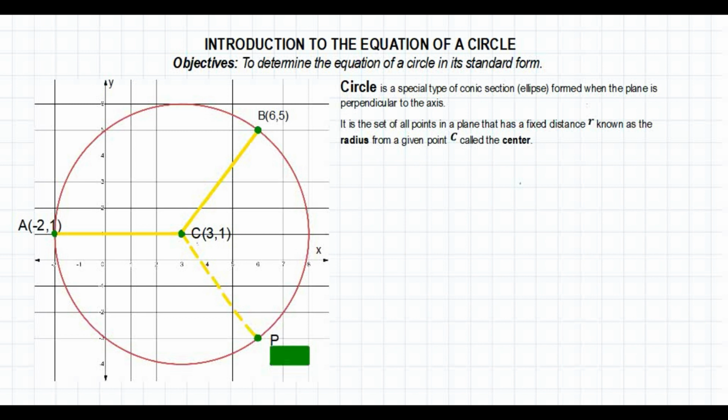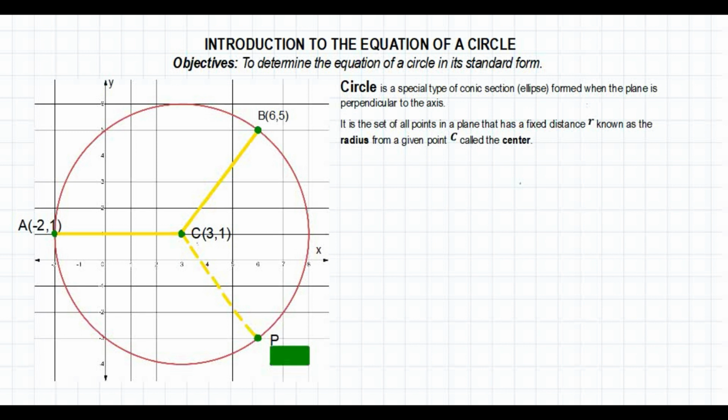Ngayon, we have 3 slides pag-aaralan natin. At the end of this lesson, paano natin malalaman ang equation ng circle sa kanyang standard form. Gagamit tayo ng different terminologies like the radius and the center.